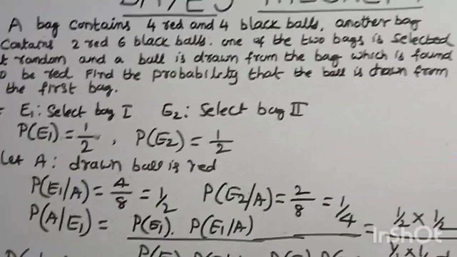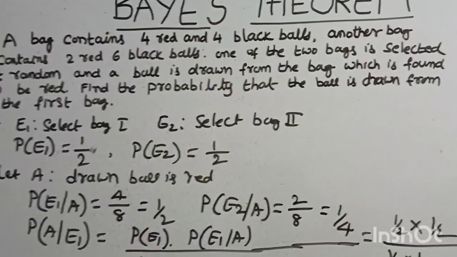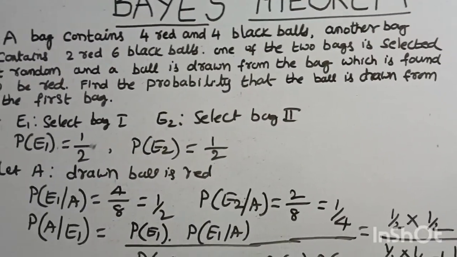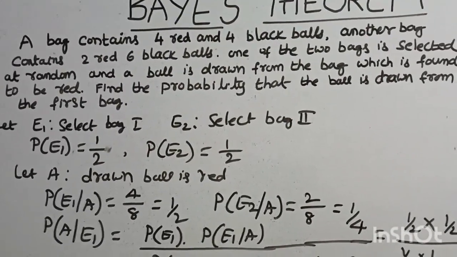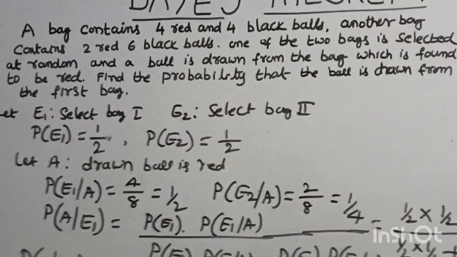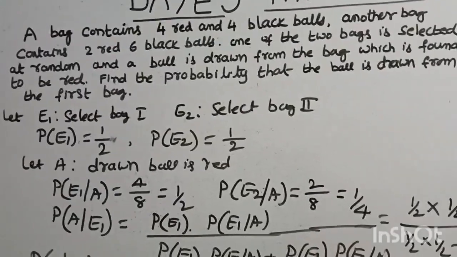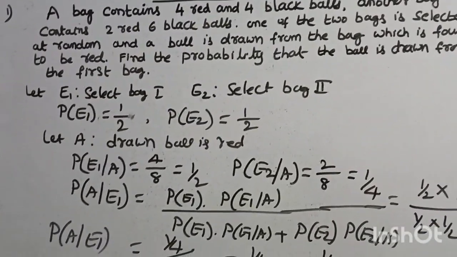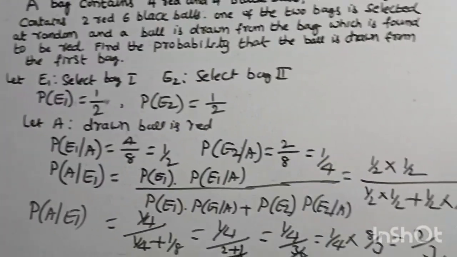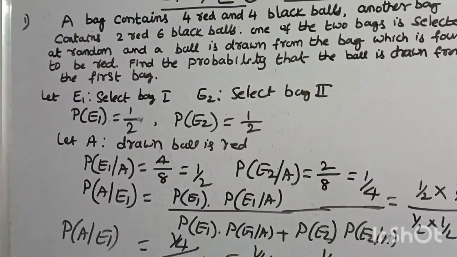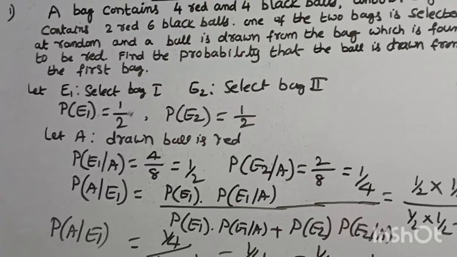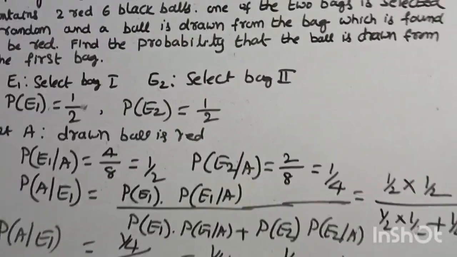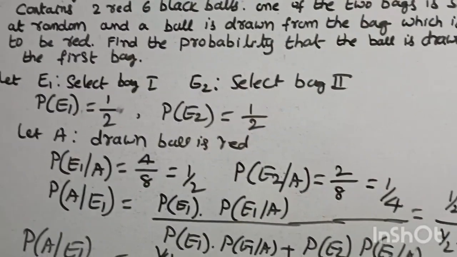And now another event is already given, that is, a ball is drawn from one of the bags. The drawn ball is red, it is given. So take it as event A. Let event A be that the drawn ball is red. Now find the probability of selection of bag 1 given that the drawn ball is red, that is, the conditional probability of E1 given A has occurred.